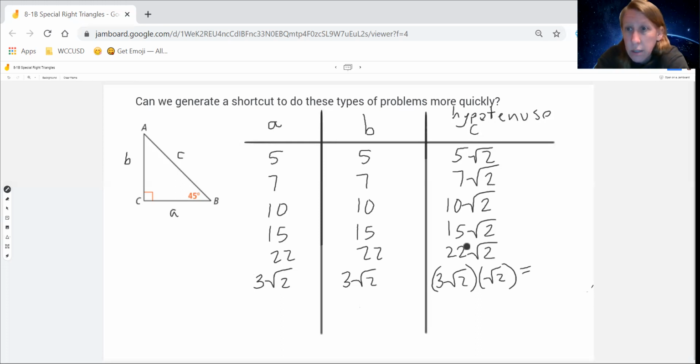The square root of 4. Okay, so we'd actually have 3 times the square root of 4. And you know what the square root of 4 is? It's 2. You know what 3 times 2 is? It's 6. So in this situation, we would have a whole number for the hypotenuse. Okay.